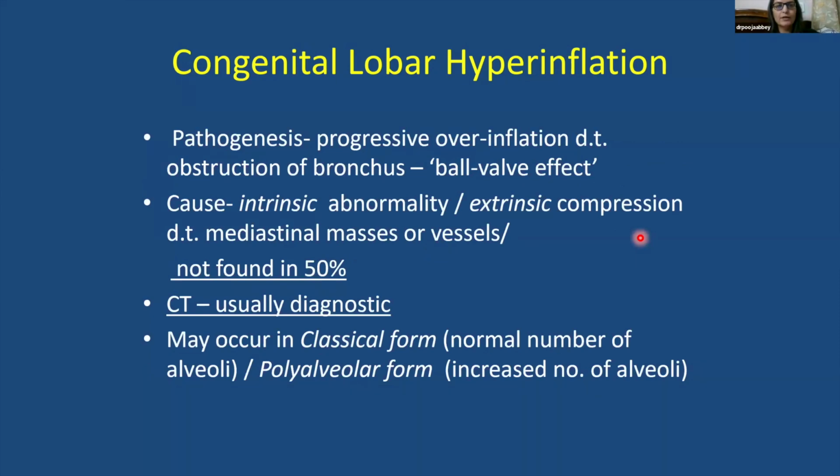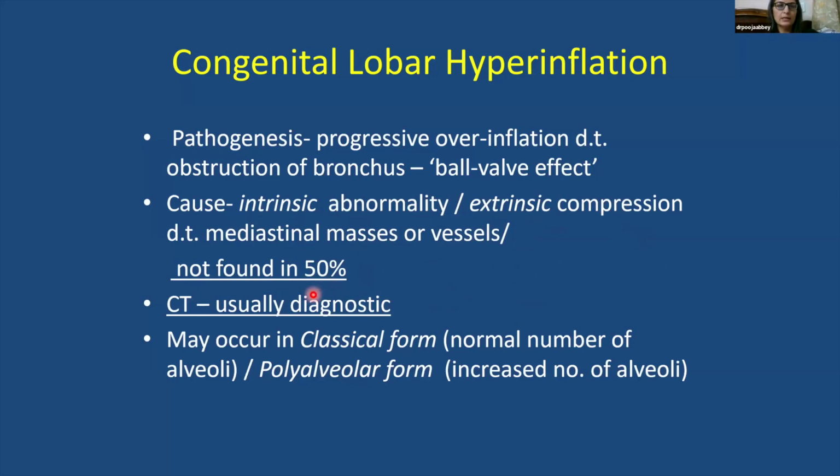Why does this hyperinflation happen? It is thought to be because of a ball valve kind of effect, where there would be partial obstruction of the bronchus, so progressive overinflation. No cause may be found in about 50% of cases. And sometimes there can be an extrinsic compression which is picked up on CT, or an intrinsic abnormality of the cartilage of the bronchus.